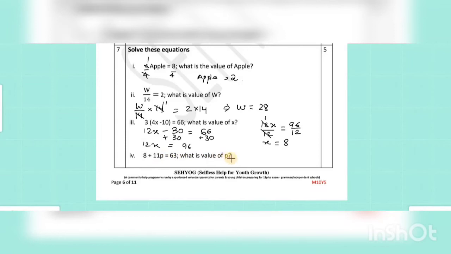In the fourth part, we will first subtract the number from both sides of the equation, minus 8. So, 11p is equal to 63 minus 8, which is 55. Then dividing by 11 on both sides of the equation, 11 by 11, which is 1p, equal to 55 by 11, which is 5. So P equals 5. That is our answer.